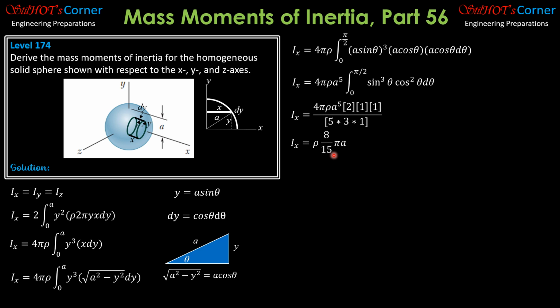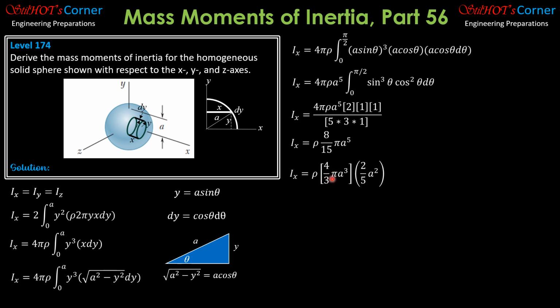So Ix is rho times 8 over 15 pi a to the 5th. The volume of the sphere is 4/3 pi a cubed. So let's have that: Ix equals density times 4/3 pi a cubed. Then what is left is 2/5 a squared to make it 8 over 15 pi a to the 5th times density. So remember that density times volume is mass of the sphere.